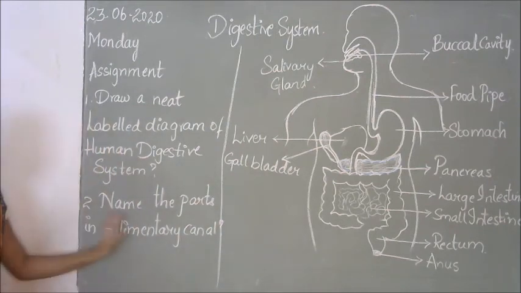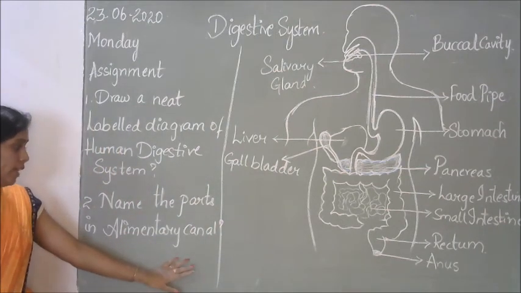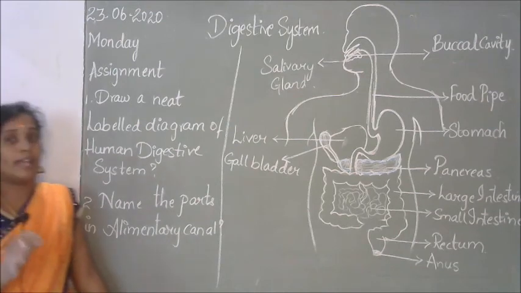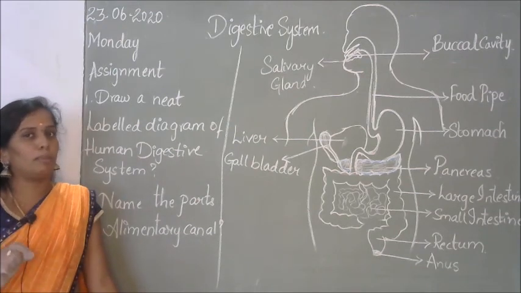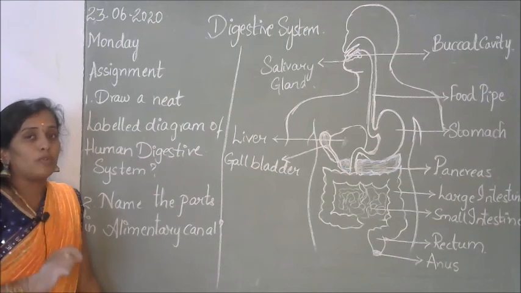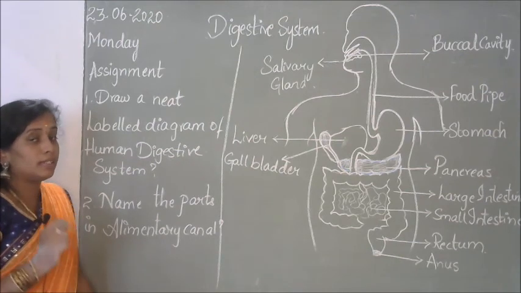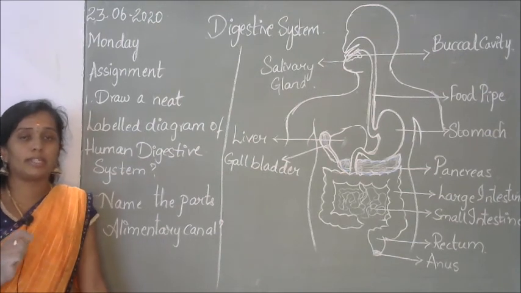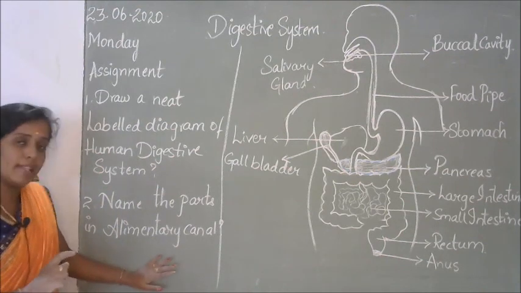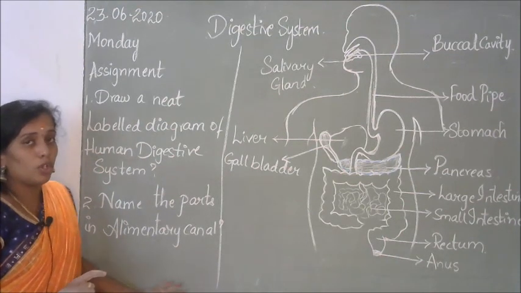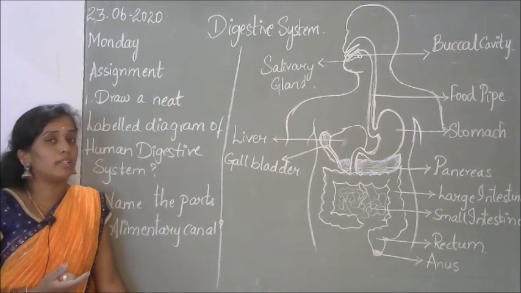Then you have to write which are the parts involved in the alimentary canal or digestive tract. You remember I have said buccal cavity, esophagus, stomach, small intestine, large intestine, with rectum and anus. Those are the parts. So that is the answer for this. Make a note of all this. If any doubts, we can clear it in the next session.